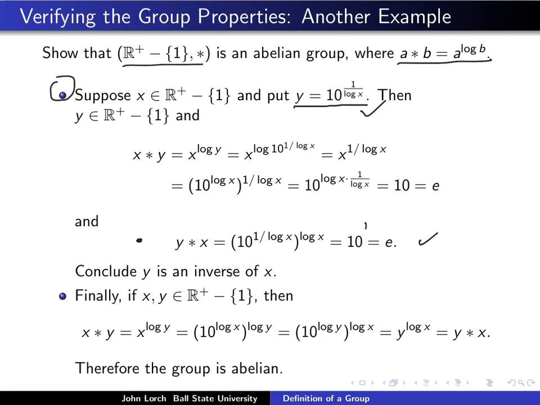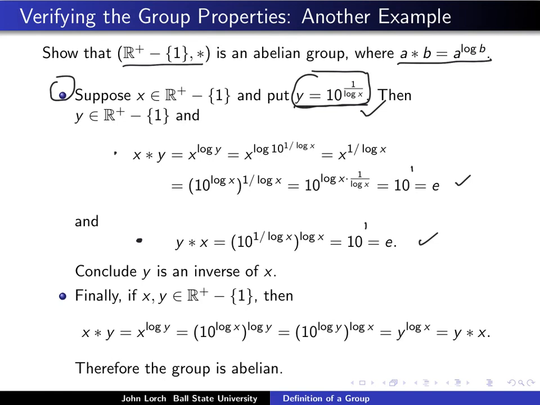Now, a few more steps are required to show the other equation holds, right? So now if we take x star y, we apply some properties of exponents and logarithms to eventually obtain a result of 10, which again is the identity. So this y is in fact the inverse of a given x.